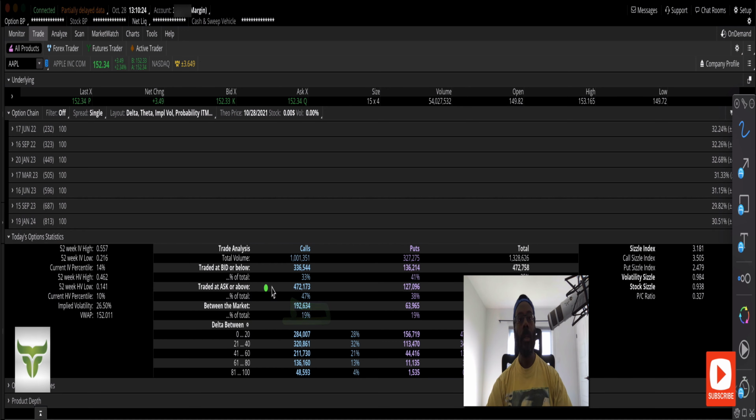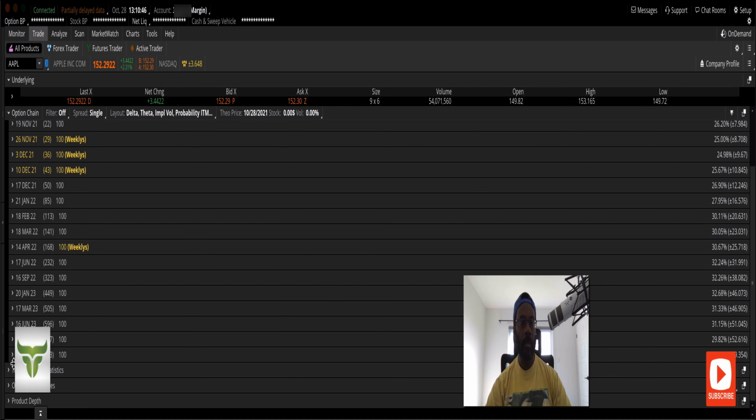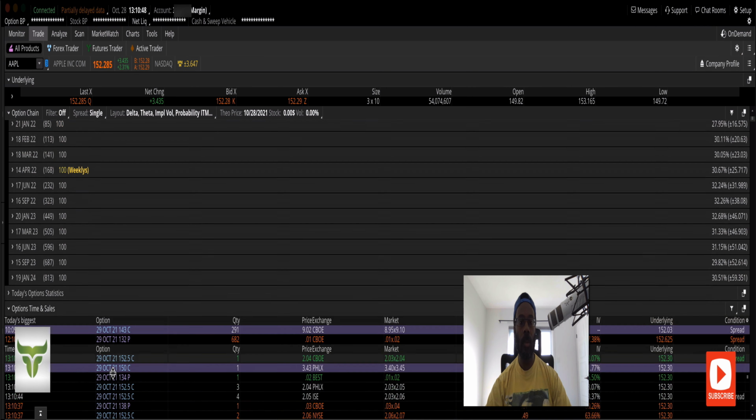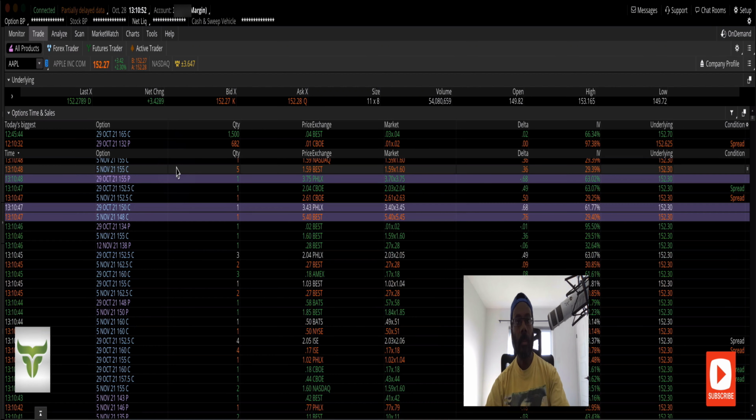That's crazy. 33% are buying right at the bid, so they know exactly what they need to do to be able to take a little bit of profit. So if Apple blows away their expectation, these people in this particular category right here, they're going to make a whole bunch of money, right? People aren't selling. So let's go over and you're going to see option time and sales. We'll drop down to option time and sales so that you can actually see this.